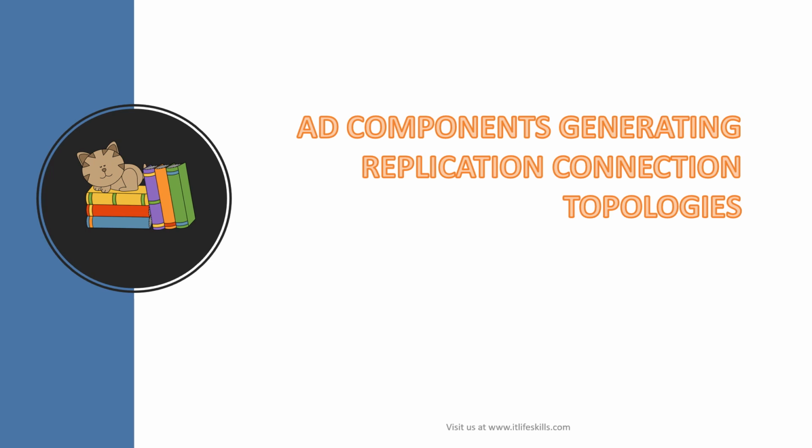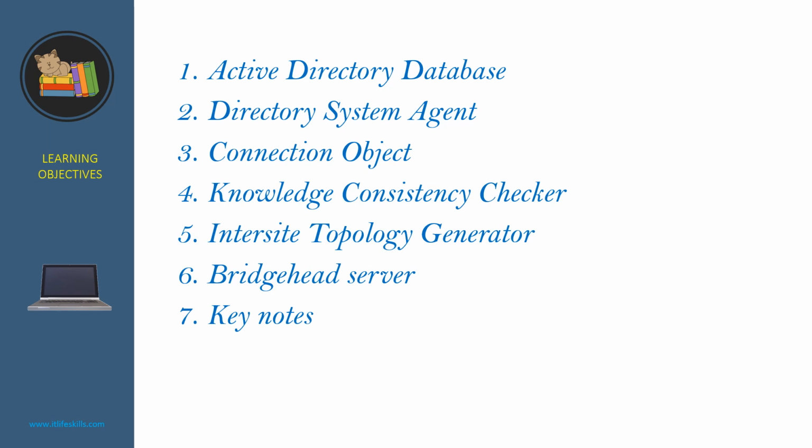In this lesson, we will learn about the Active Directory components that are responsible for generating replication connection topologies. First of all, we will learn about Active Directory database, then Directory System Agent, and after that we will learn about connection objects, knowledge consistency checker, then Intersite topology generator, and Bridgehead server. And finally, we sum up our lesson with the keynotes.